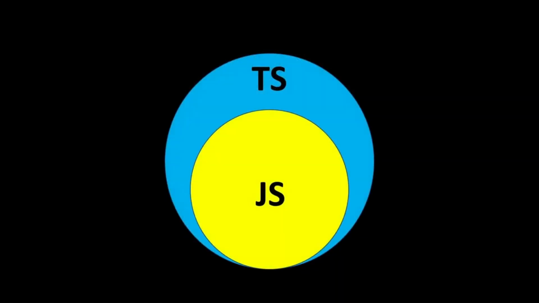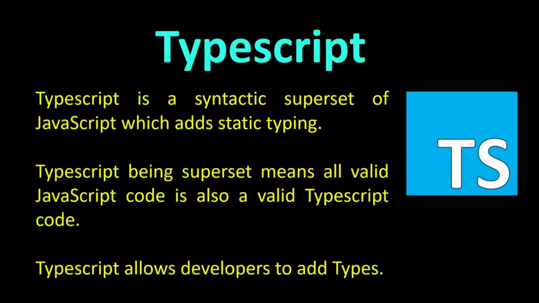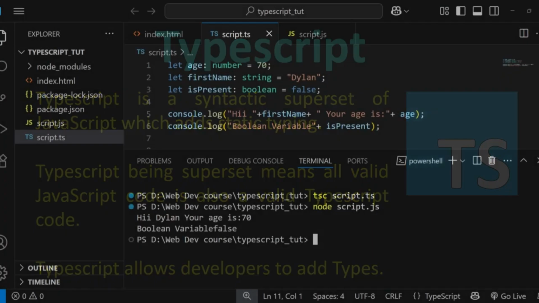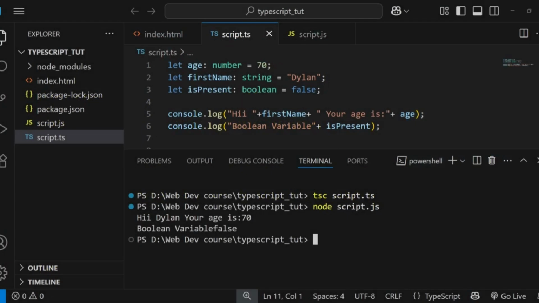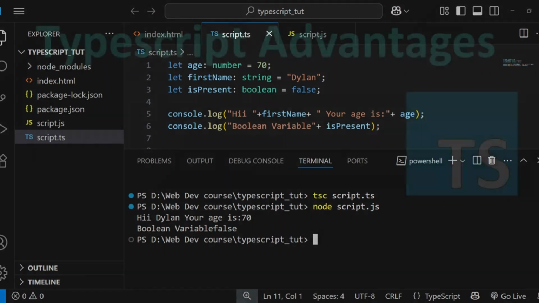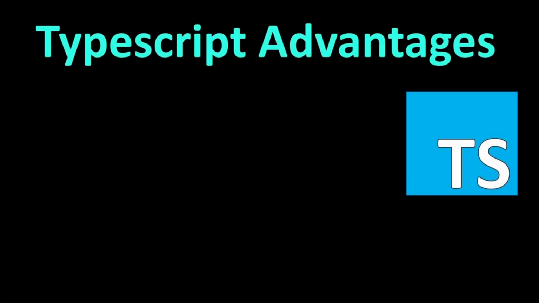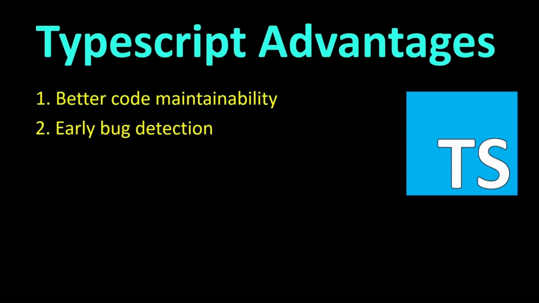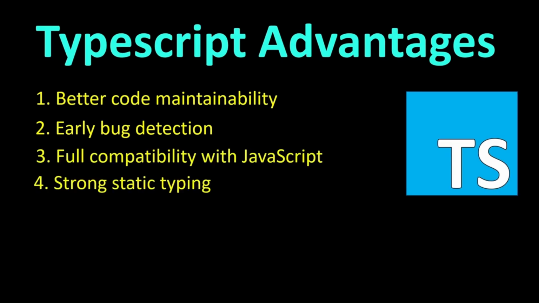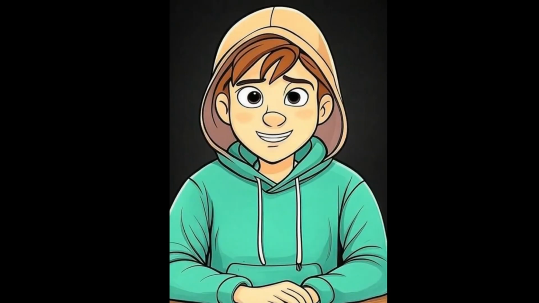TypeScript is a syntactic superset of JavaScript, which means it includes all features of JavaScript, but also adds static typing. Because it's a superset, any valid JavaScript code will also work perfectly in TypeScript. The key difference is, TypeScript allows developers to add types, like string, number, boolean, etc., to their variables and functions. This gives TypeScript several advantages. Better code maintainability. Early bug detection. Full compatibility with JavaScript. Strong static typing. All of this makes TypeScript more powerful and easier to use in large or long-term projects.